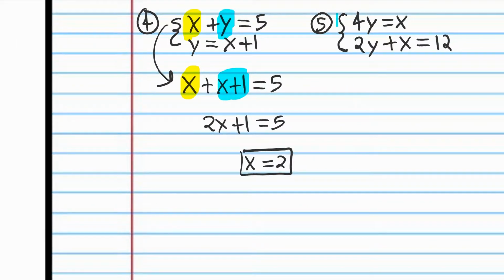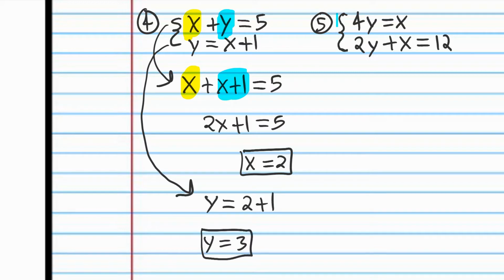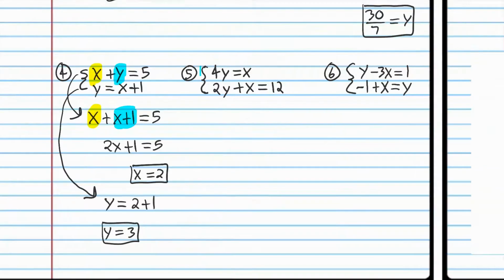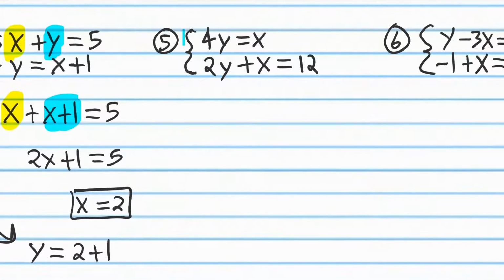So now we use the other equation. So be sure to put your arrow to show which equation you're using. And we write y is equal to, instead of x, we write 2. And we can see that y is equal to 3. So if you got 2 and 3, good job. All right, try number 5. And when you come back, we'll do it together.